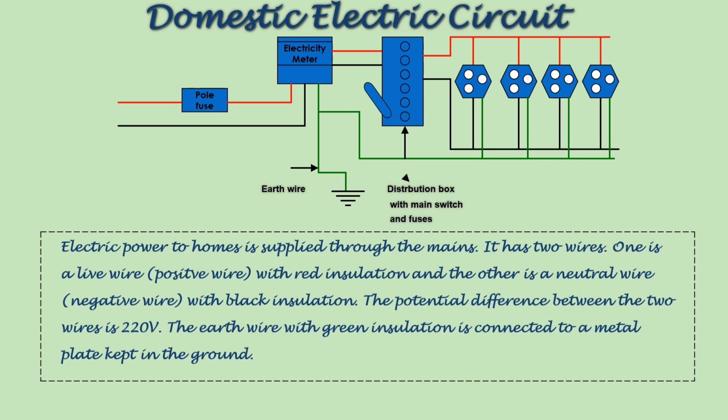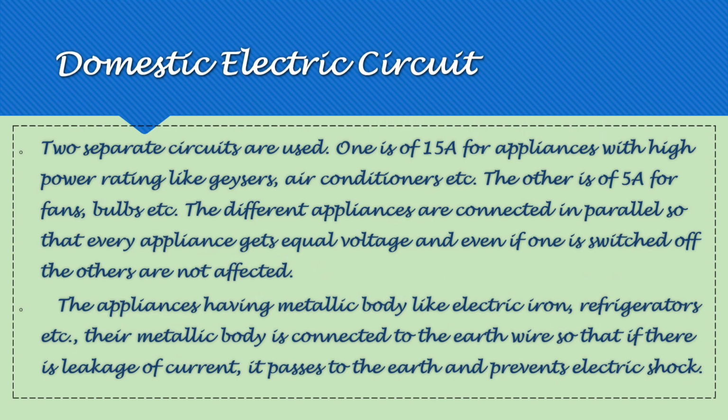In the domestic electric circuit, two separate circuits are used. One is the 15 ampere circuit for appliances that have a high power rating. It may be a geyser, AC, anything else, and 5 ampere for small things like a fan, bulbs, etc. These appliances are connected in parallel so that every appliance gets equal voltage. They have different switches for on and off, so each one is not affected by the others.